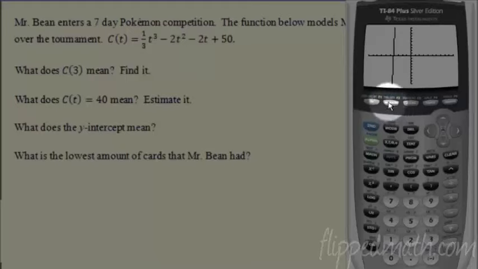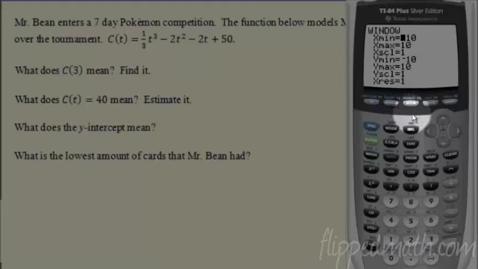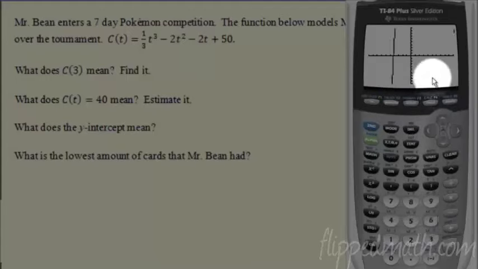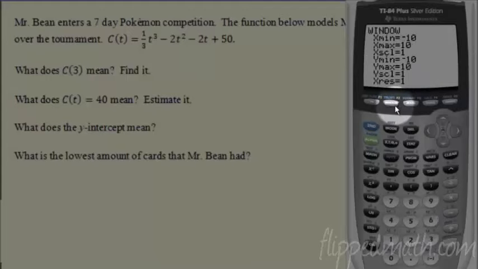So what do I have to do here? I need to go to my window. So right here is the basic window. If you go to Zoom Standard, Zoom 6, this is the standard window. What is this? It goes 10 in every direction. 10 in this direction, 10 up, 10 left, 10 down, 10 right. 10 in every single direction. So I need to change that so it makes sense.